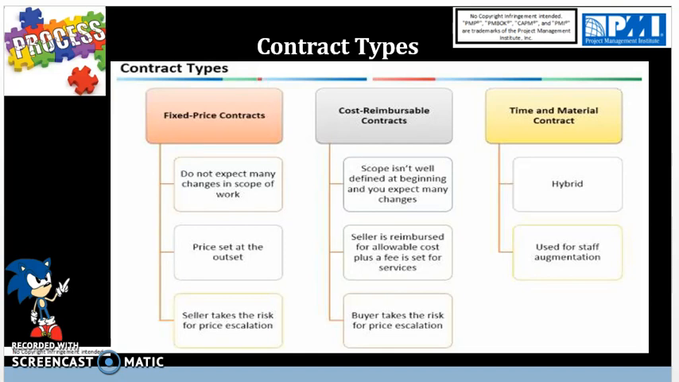If the costs are more than the agreed upon amount, the seller must bear the additional cost burden, or any cost overruns. As a result, the buyer has least cost risk in fixed price contracts, whereas the seller will take on any cost overruns.